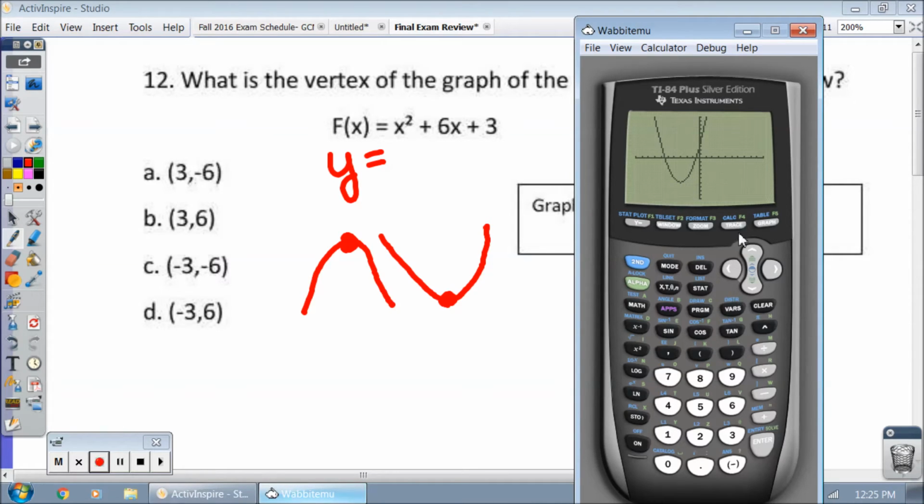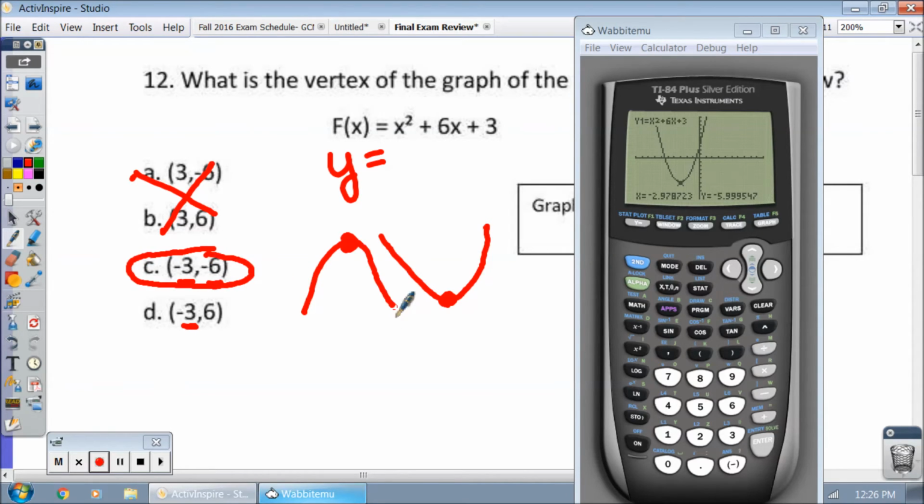There's a couple things you can do. You can hit the trace button, and you can trace that graph all the way down to the lowest point. And it looks like it's at -2.9. That looks close to -3, so it's either C or D. So we can cross out A or B. And then the y looks like it's at -5.9999. That's almost -6. So through a process of elimination, we can use trace and kind of just get it close. Or we could actually calculate this vertex.